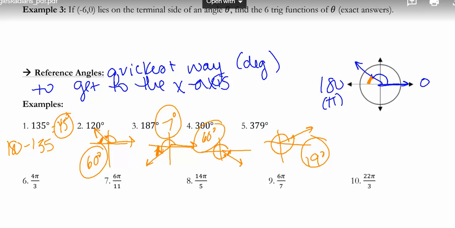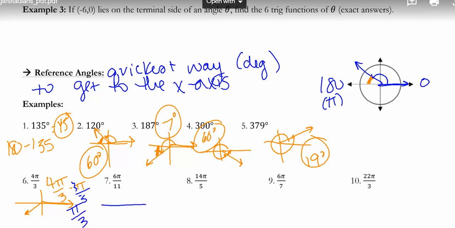So now, if I did this with radians, 4 pi over 3, that's a little past 1 pi, because that's 1 and some change. So I would just do 4 pi over 3 minus pi. So if I were to find a common denominator, that's 3 pi over 3, so that's pi over 3.